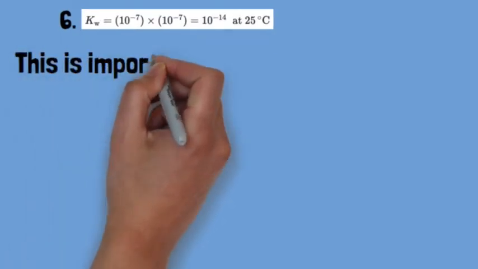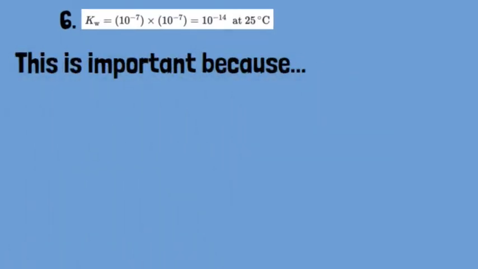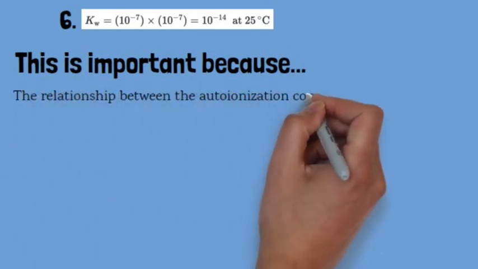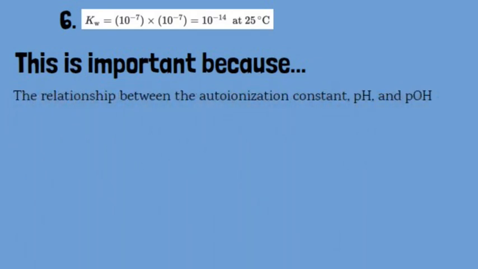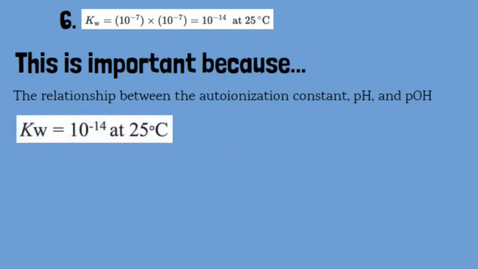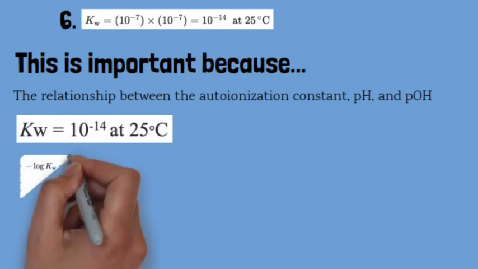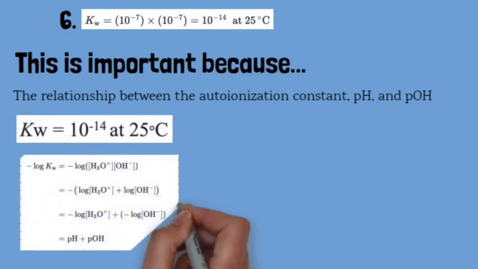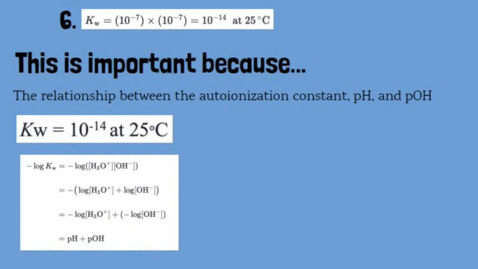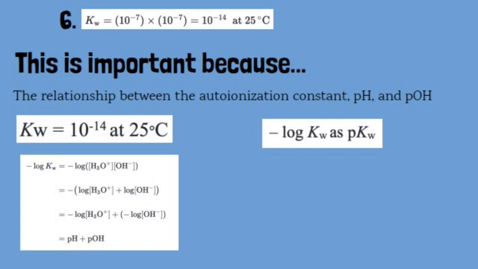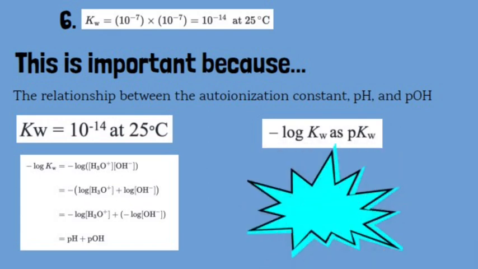So this is important to acidity because of the relationship between the autoionization constant, pH, and pOH. The calculation that Kw equals 10 to the negative 14 at 25 degrees leads us to a new equation as follows. Here we can take the negative log of both sides of our equation, which allows us to abbreviate negative log Kw as pKw, which is equal to 14 at 25 degrees Celsius.